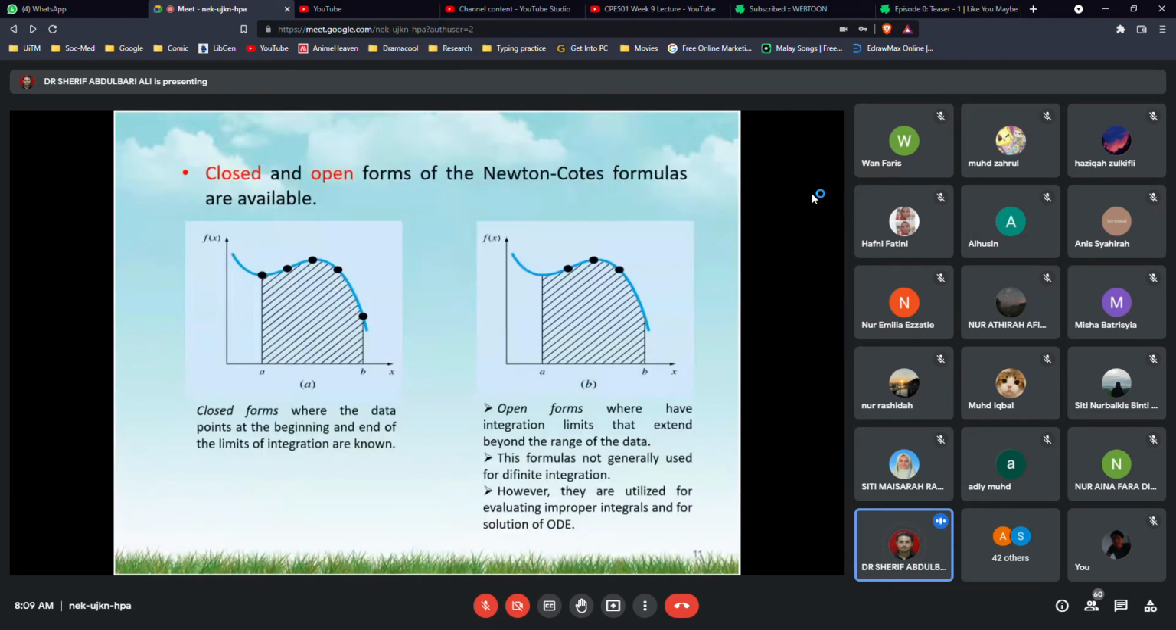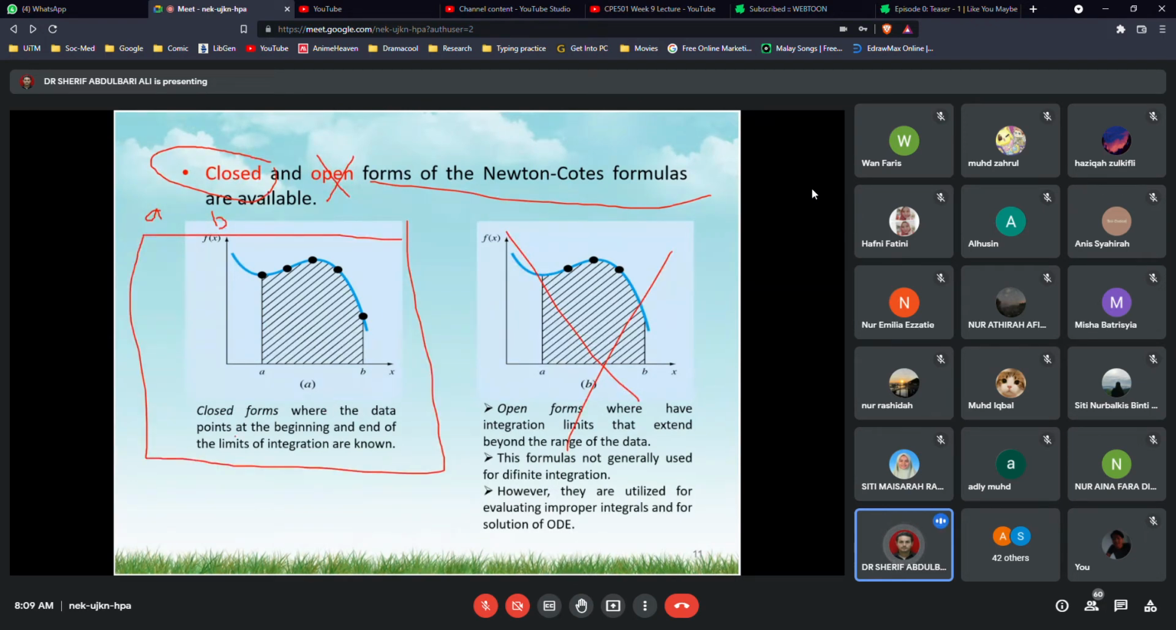Okay, no worries about this part. We are also not interested in learning about the open forms of the Newton-Cotes formulas. We will only focus on the closed forms, which means the limits a and b are going to be provided. We are not talking about this part. We only focus on closed forms, where the data points at the beginning and the end, the limits of integration, are known. So this means you know the value of a and the value of b.